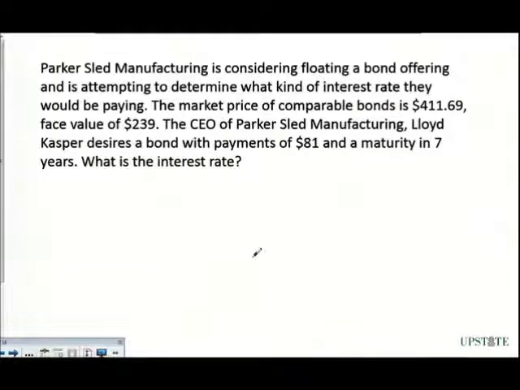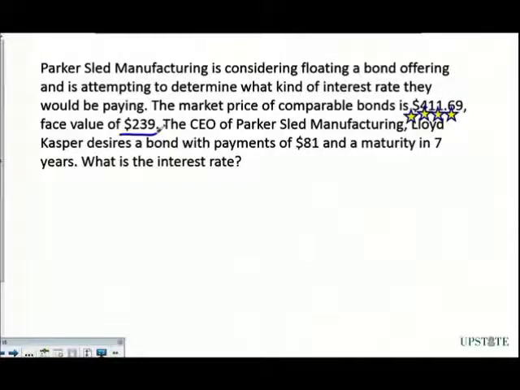Question. We have a company, Parker Sled Manufacturing. They're looking at offering a bond, and they want to figure out what kind of interest rate they're going to be paying. So they look in the market, and they figure out that they see bonds that are currently selling for $411.69. Okay? And then they also know that the face value on these bonds is $239.